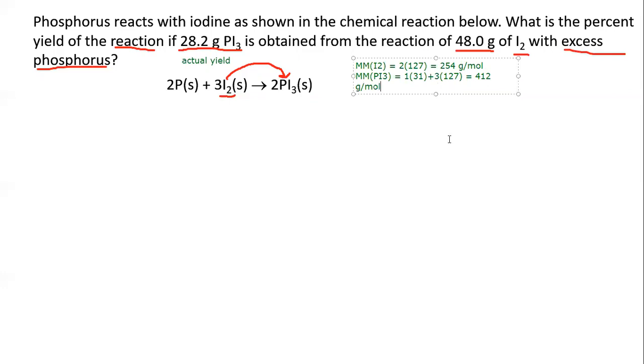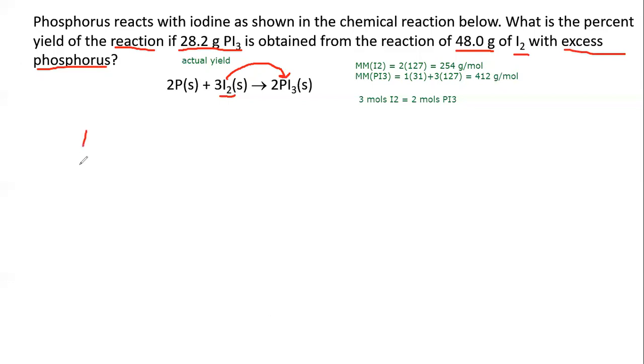Secondly, we're going to need the mole ratio, or the equality between I2 and PI3. Based on the balanced chemical equation, 3 moles of I2 equal 2 moles of PI3. Now, since the other reactant is in excess, we only have to do one calculation. We don't have to do the duplicate, because we know for sure that I2 is the limiting reactant.